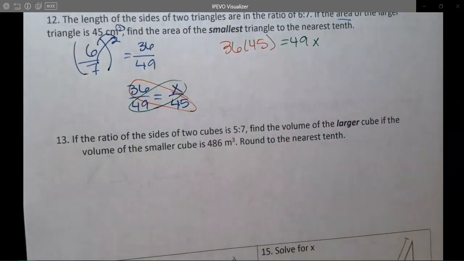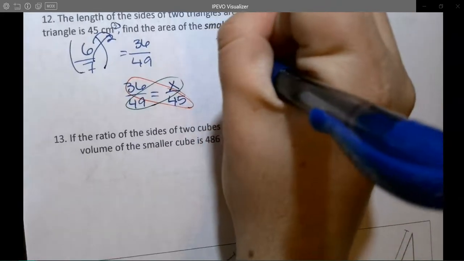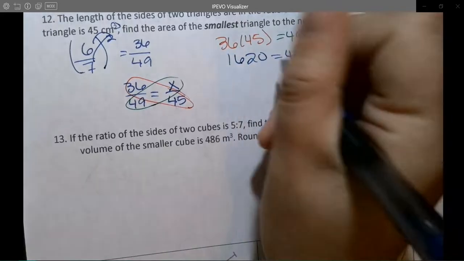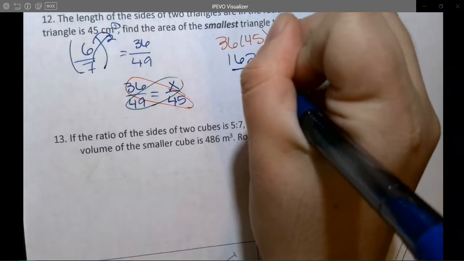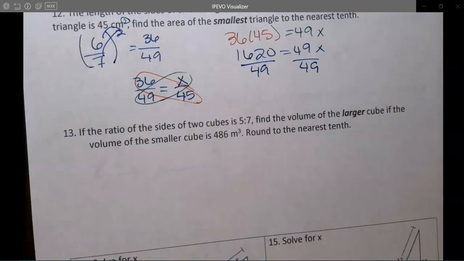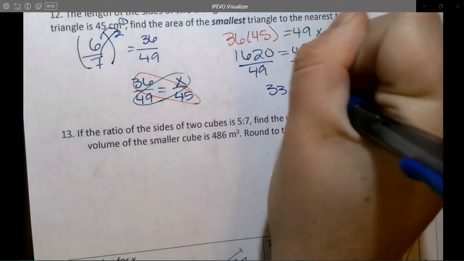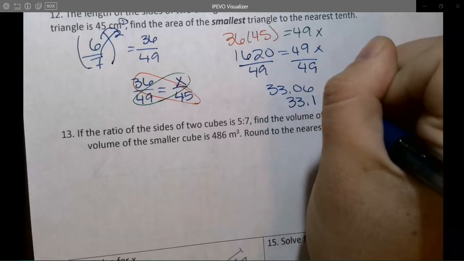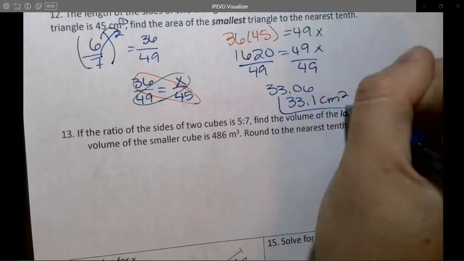And I want to go ahead and actually multiply 36 and 45, which gets me 1620 equals 49x. I want to go ahead and divide both sides by 49, which gets me 33.06. On the test, I'm going to want to round to one decimal place, so it's going to be 36.1 centimeters squared.